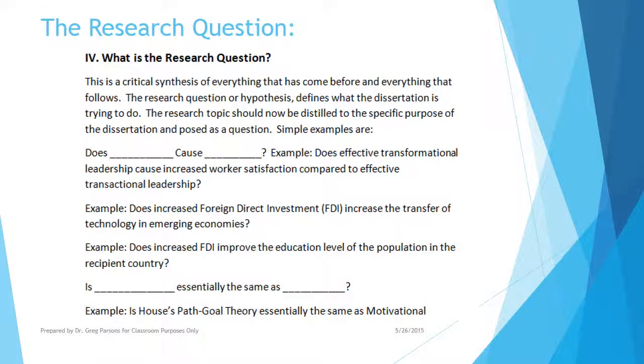Finally, we get to the research question, and here's where we kind of boil everything down that we've previously done, and we're trying to get it into a kind of a 2-part question. So, for example, does transformational leadership cause increased worker satisfaction compared to ineffective transformational leadership? Here we're trying to say, does this cause this? Is this related to this? And this helps to identify our independent and dependent variables.